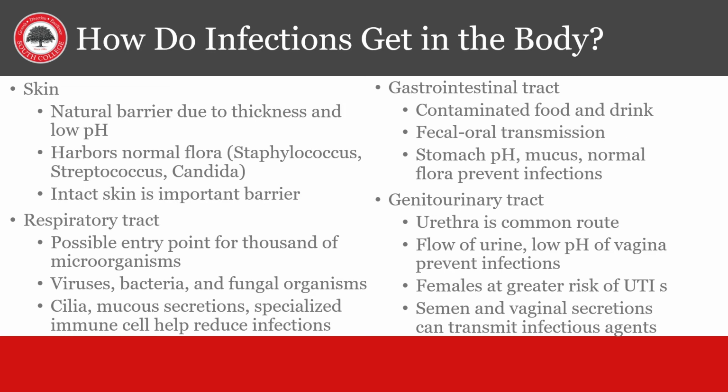The GI tract can also be a door inside our bodies for these pathogens with the fecal-oral route transmission. The normal flora of our gut does protect us from some invaders as it prevents new pathogens from finding an available spot. The genitourinary tract also provides a path into our bodies via the urethra.